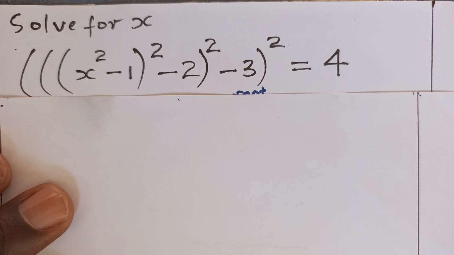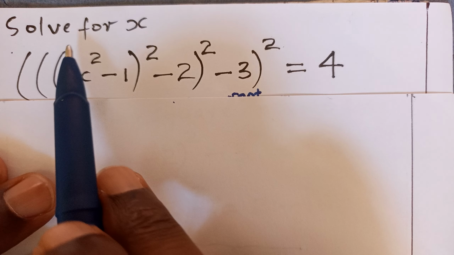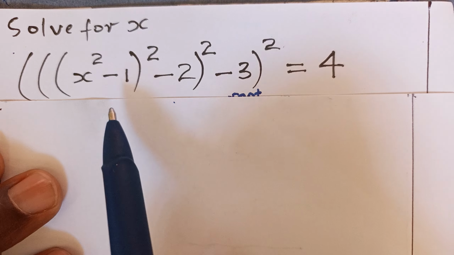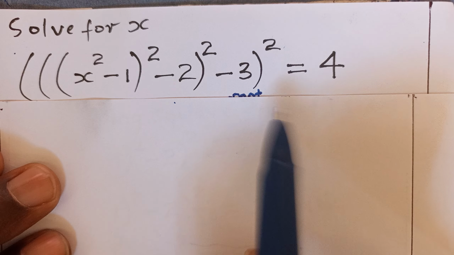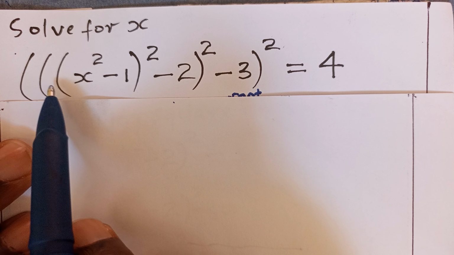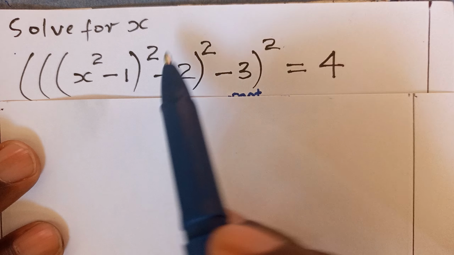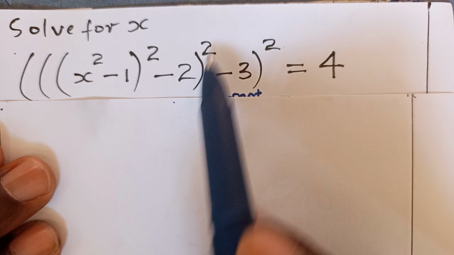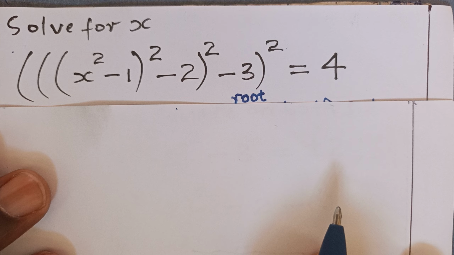Hello everyone, let's do this question. I read the question. So for x, we have this equation, and as you can see we have three brackets here: (x² − 1)² − 2)² − 3)² = 4.